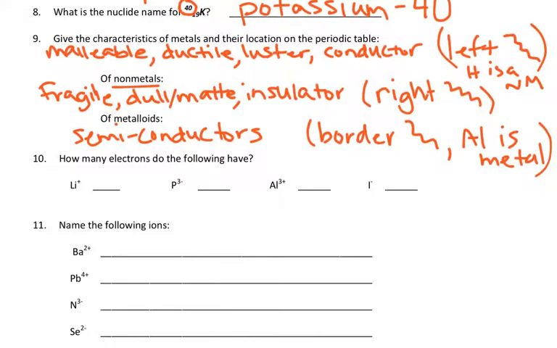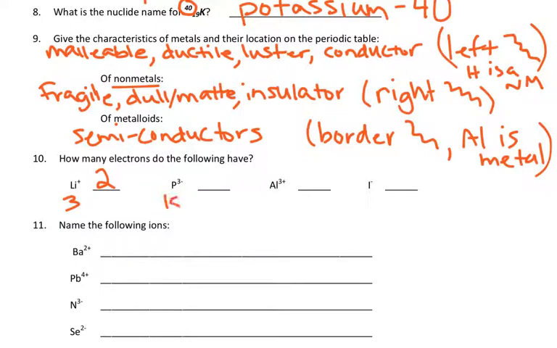Okay, to find the number of electrons in these ions, first we have to know how many electrons they would have if they were neutral. Lithium, we look it up, its atomic number is 3. So that means that if it has a charge of +1, it has lost a negative electron. So it has a total of 2 now.